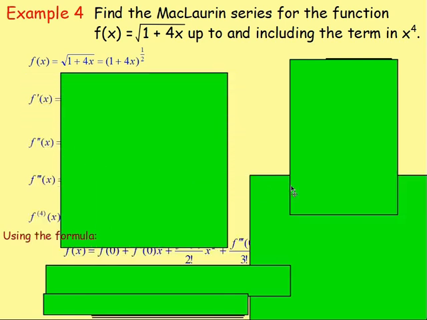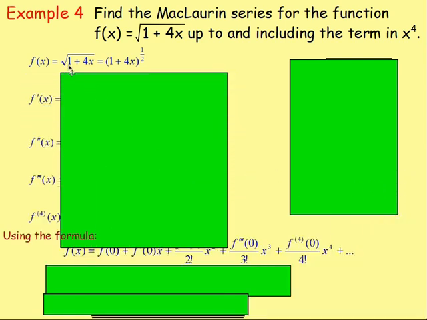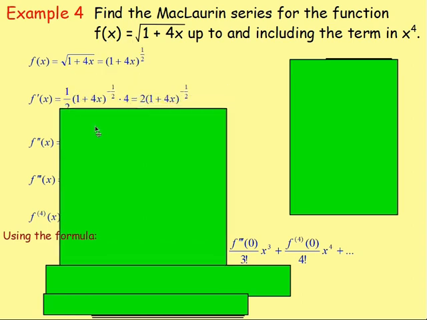We have to work out its derivatives, and to differentiate the square root of 1 plus 4x, what we have to do is rewrite it as 1 plus 4x in brackets to the power of 1/2. We can now differentiate that dead easily, because all we do is bring the power down, so that will be 1/2 times 1 plus 4x to the power of, take 1 off, so 1/2 take away 1 is negative 1/2. But again, you multiply by the derivative, so differentiate what's inside the brackets, you get 4, so we're multiplying by 4.